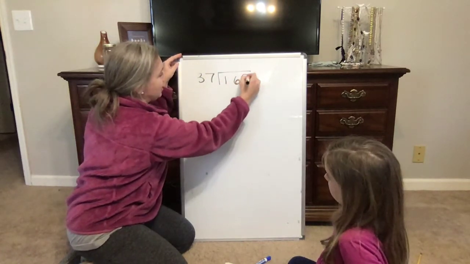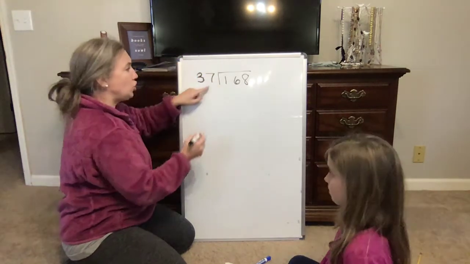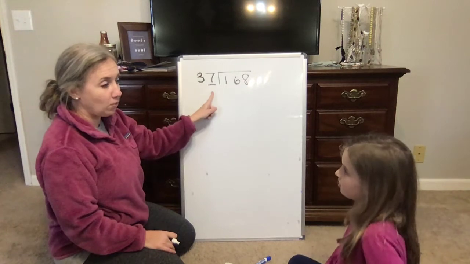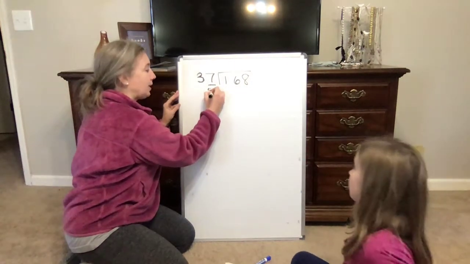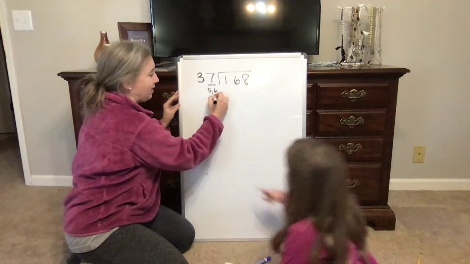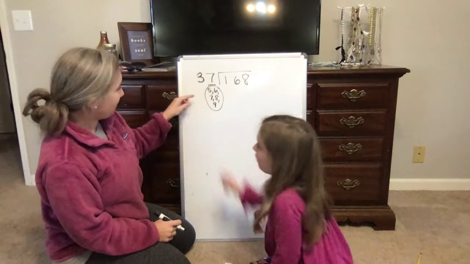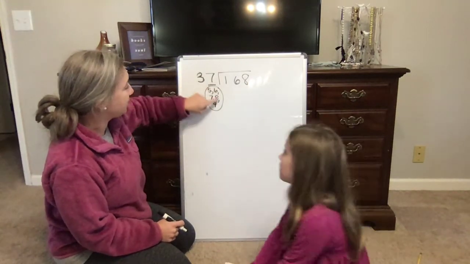168 divided by 37. Now, you know what to do if the number in the ones place is a 0, 1, 2, 3, or 4. But it's not. It's a 5, 6, 7, 8, or 9. Is it one of these? It is. It is a 7, so it falls in this category.